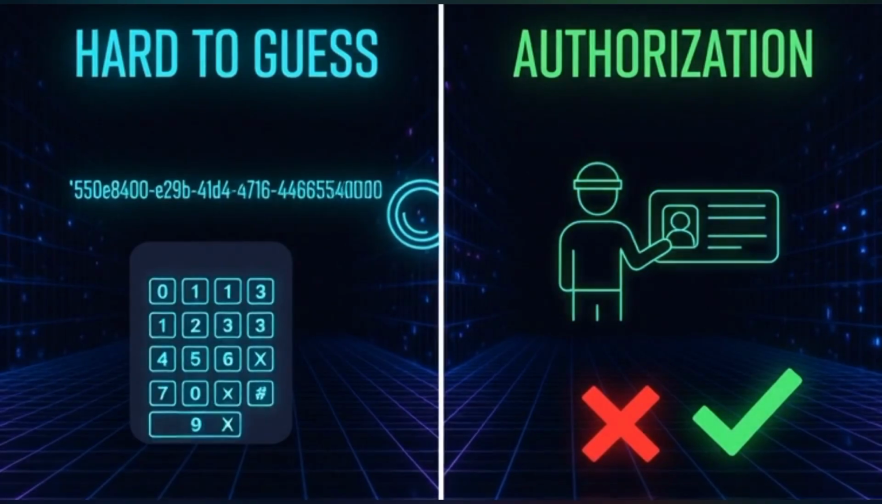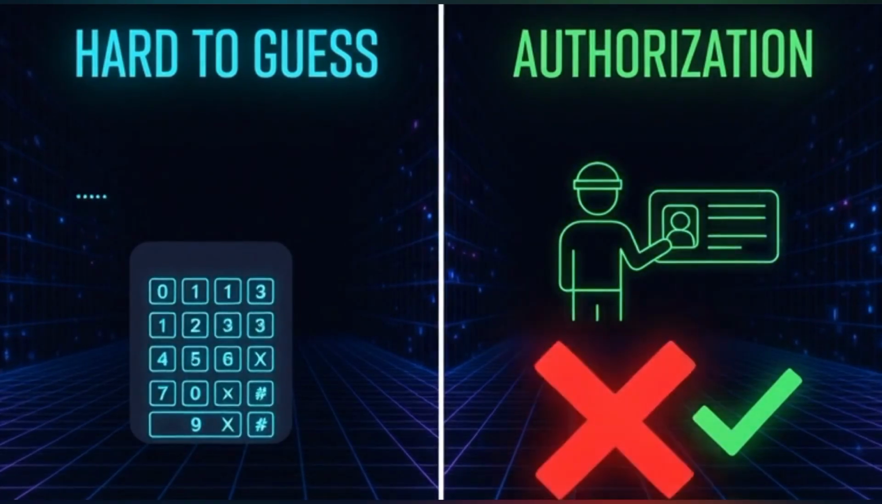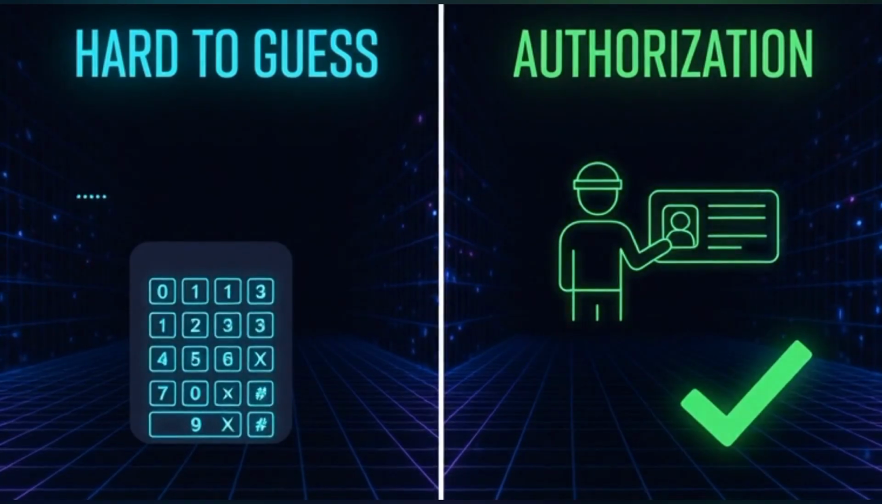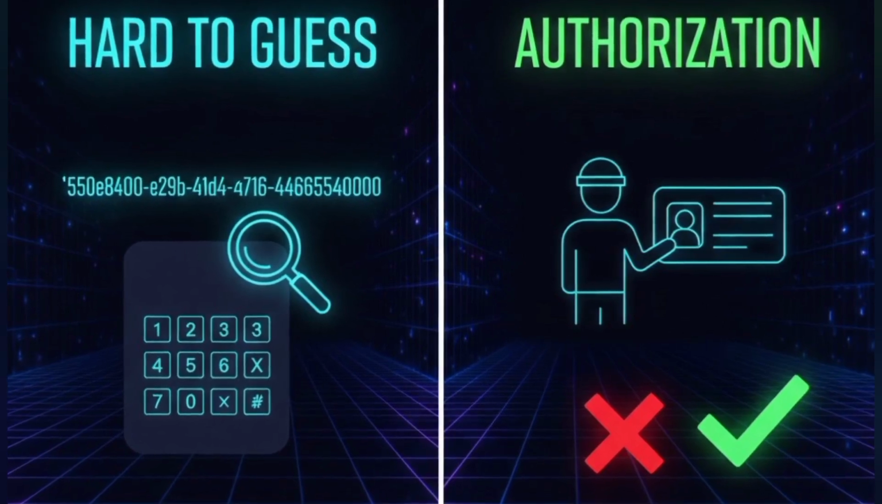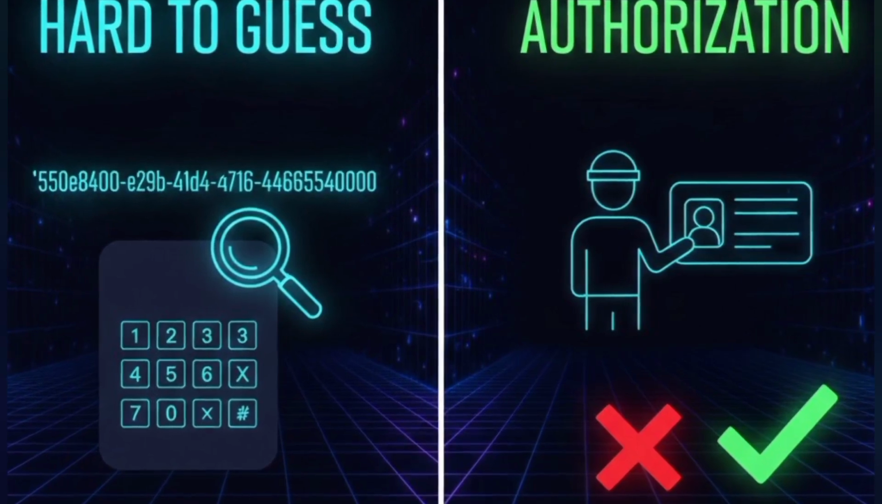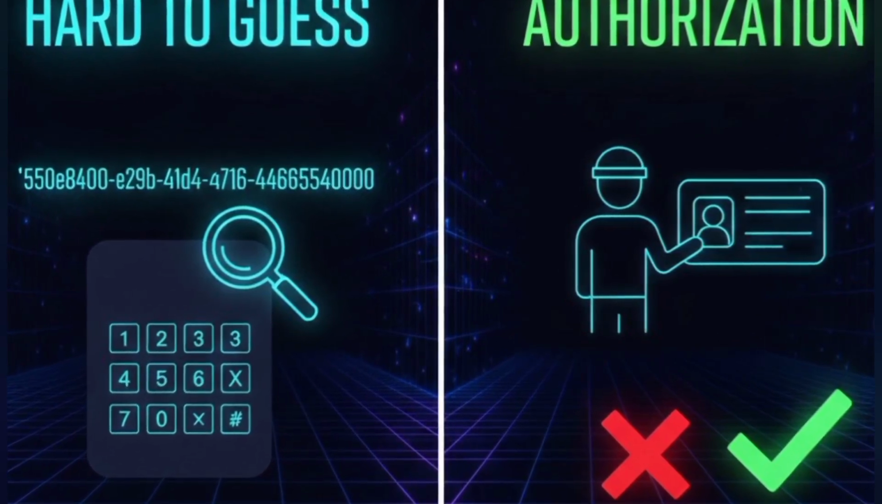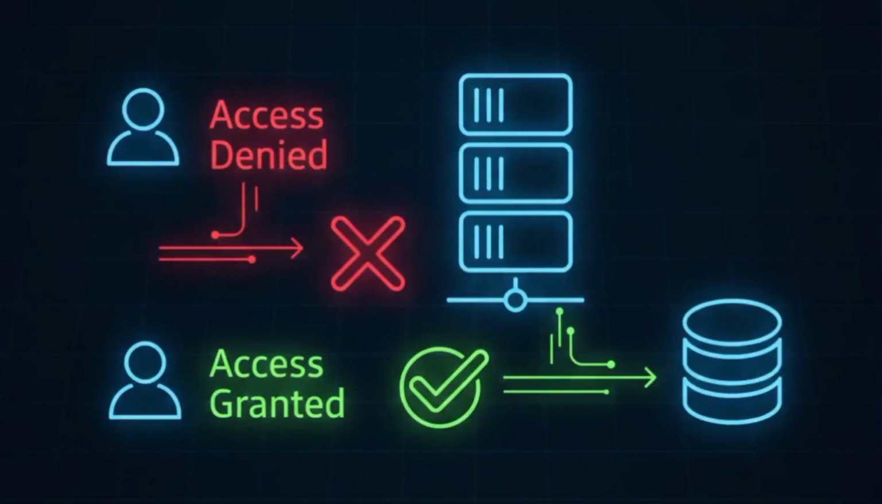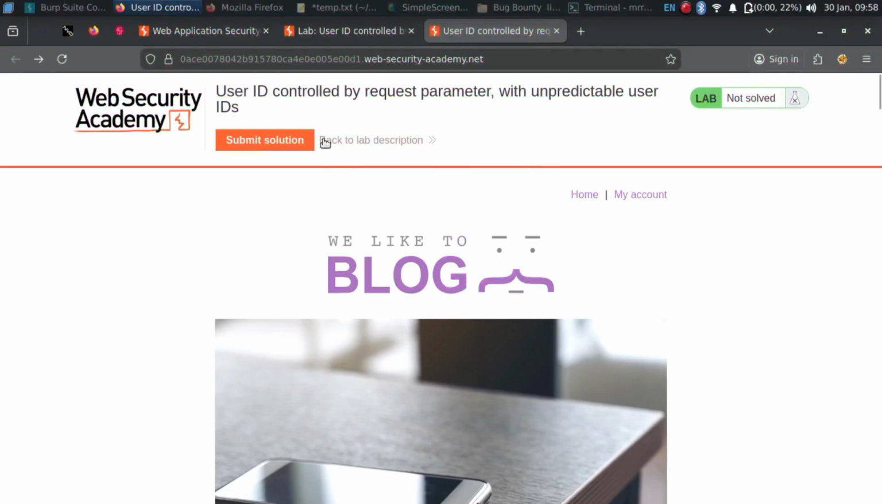Each user account is identified using a GUID, not a simple number like 1 or 2. At first glance, this looks secure, because GUIDs are hard to guess. But security is not about guessing. Security is about authorization. Now here's the developer's mistake.